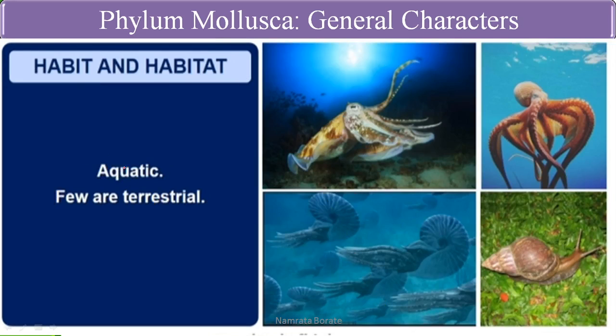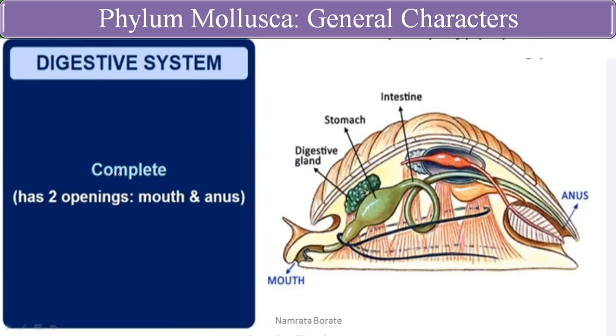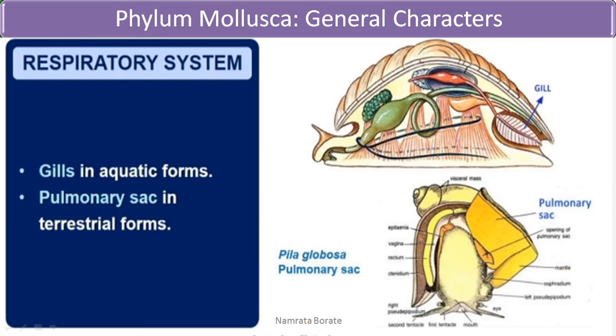The next characteristic is that the organisms are mostly found in the aquatic region. Few are terrestrial. The digestive system is a complete type, meaning there are two distinct openings: the first is a mouth and the second is an anus. In the respiratory system, in aquatic animals the respiration is by means of gills, and in terrestrial organisms there is a pulmonary sac, which is used for respiration.